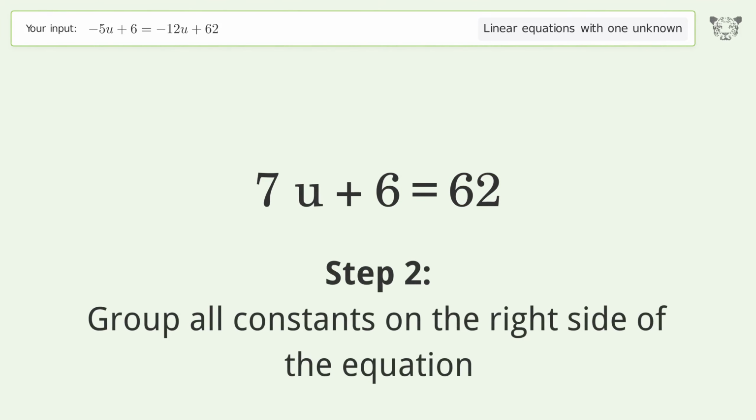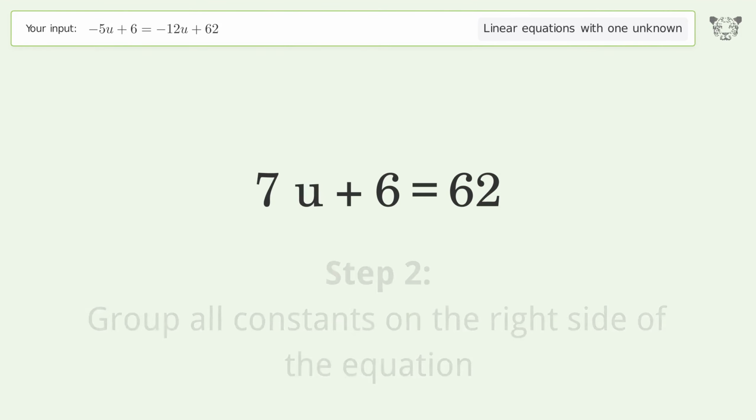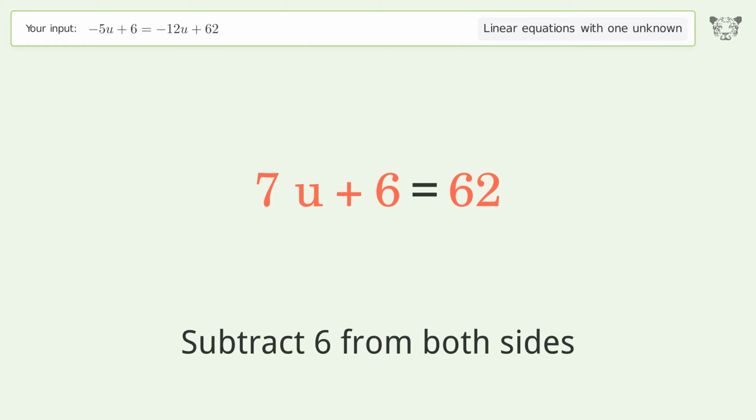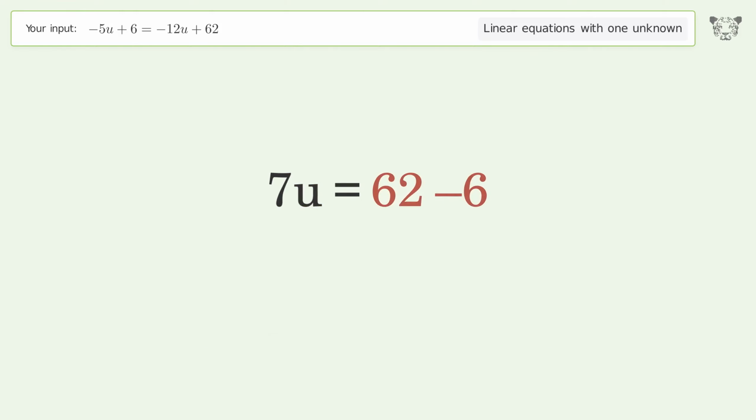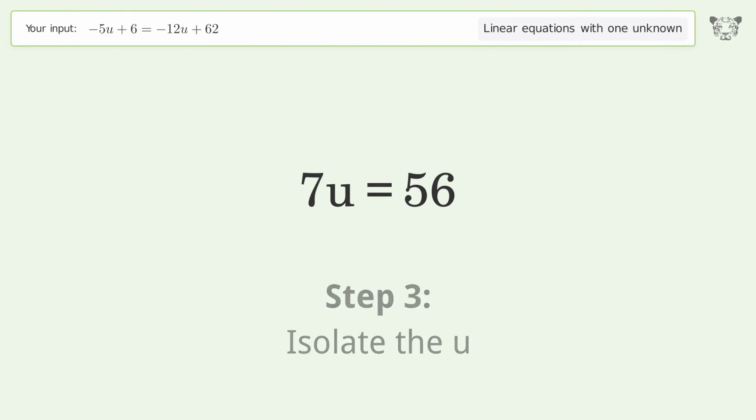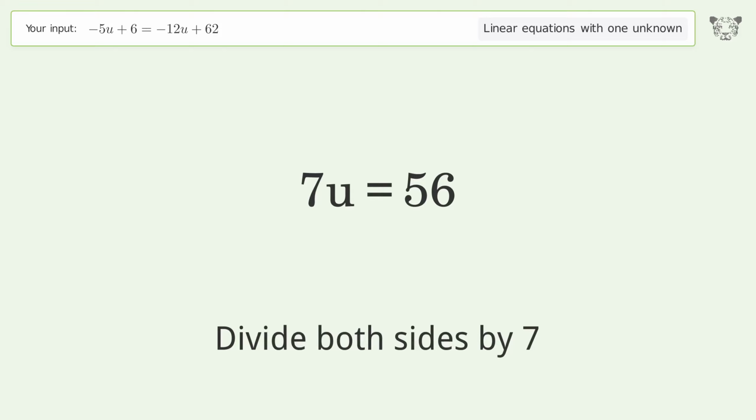Group all constants on the right side of the equation. Subtract 6 from both sides. Simplify the arithmetic. Isolate the u. Divide both sides by 7.